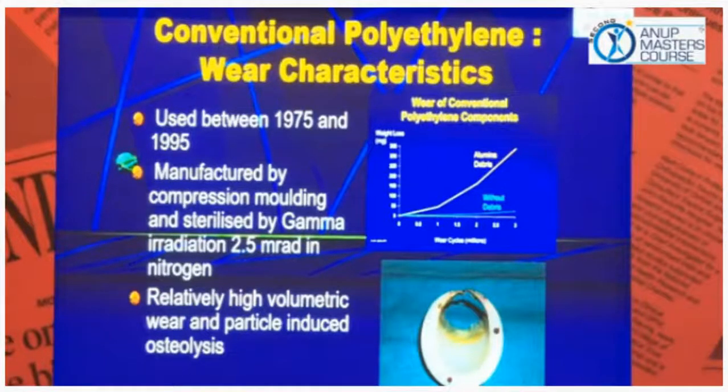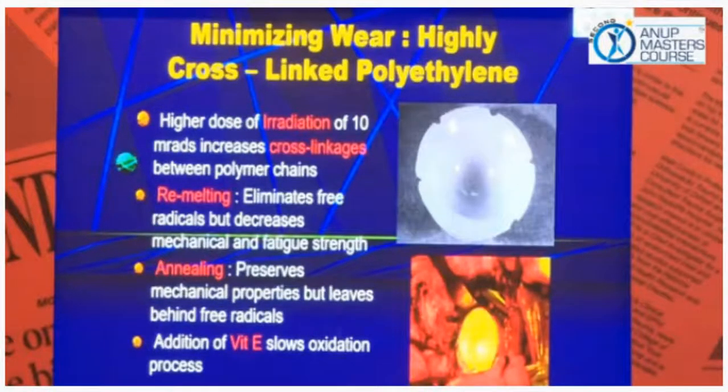This is the conventional polyethylene, which was used before 1995, and it showed a very, very high volumetric wear, which resulted in a high incidence of particle-induced osteolysis. And this was actually one of the game changers in the history of arthroplasty, was the formation of the highly cross-linked polyethylene, 10 megarads, which produced cross linkages between the polymer chains. So there were two other processes which were involved. The one was a remelting and the other is annealing. Each had its advantages and disadvantages.